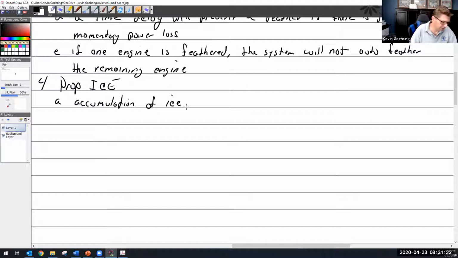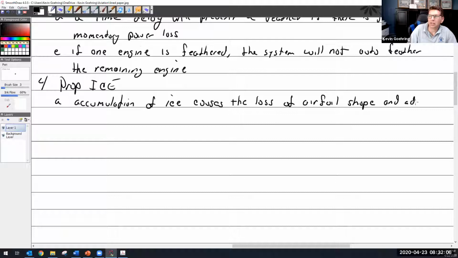Accumulation of ice causes the loss of airfoil shape. And that's true for the airfoils on the wings, the airfoils on the empennage, and the airfoils that make up the propeller. So the loss of the airfoil shape, and it adds a lot of weight, which on props causes imbalance. So now the props start shaking all over the place, and that's not a good thing.